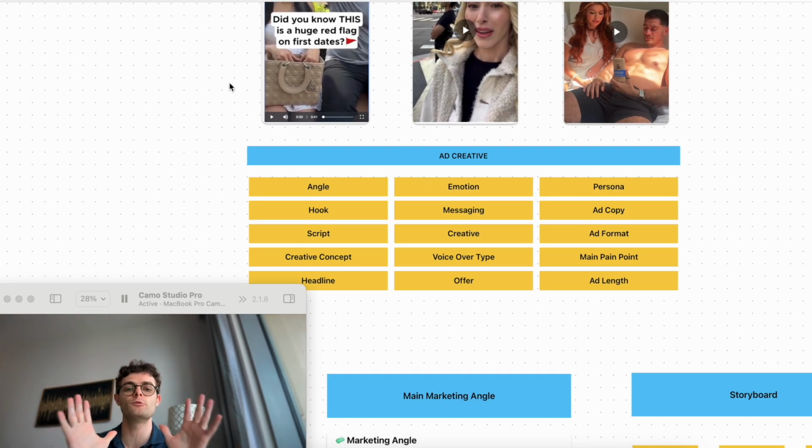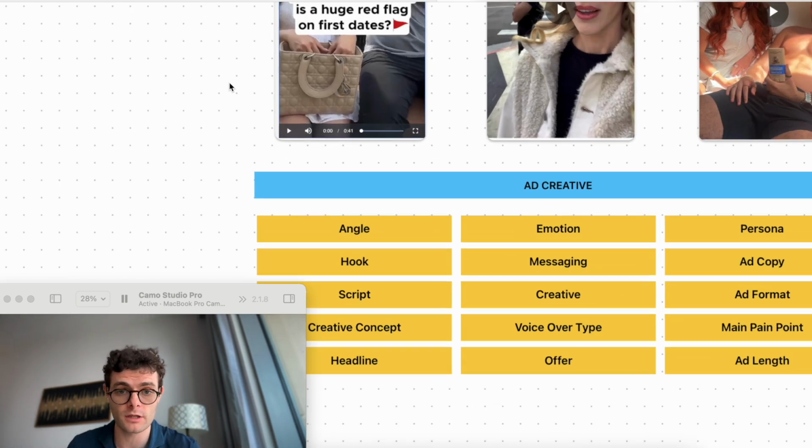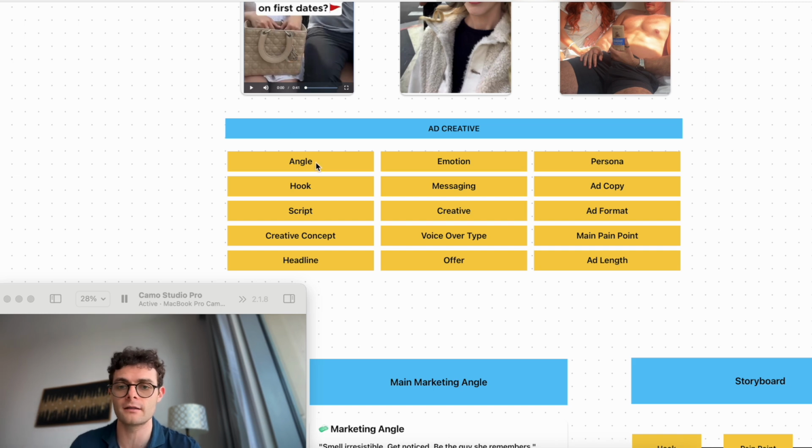The point here is we want to understand what the components are that make the ad so that we can reproduce it. These are the components that make up one single ad: the angle, the emotion, the messaging, the creative, what voiceover we use, the ad length, the ad format, the ad copy, many different things. Many people think that it's just ad copy, title, and video. It's not how it works.